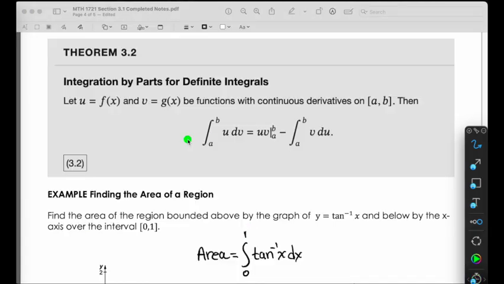Now, if you have to perform integration by parts with a definite integral, you're just going to evaluate this like you normally would on the interval from a to b. So you have to do that with the part that doesn't have the integral in front of it and with the part that does have the integral in front of it.